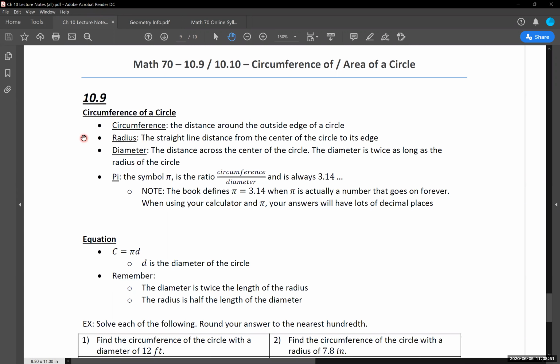We have the radius, and that's the straight line distance from the center of the circle all the way out to its edge. And in contrast to that, we have the diameter. The diameter goes across the center of the circle, from one side to the other. The diameter is twice as long as the radius of the circle.